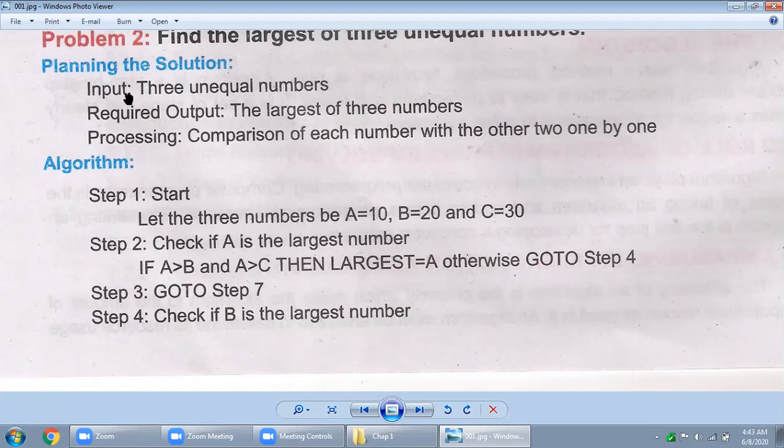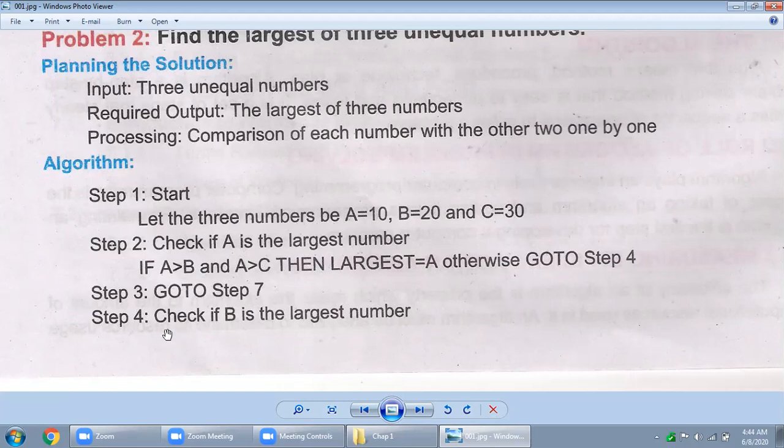Over here, we will have to change three unequal numbers. It will be the same. Required output: the smallest of three numbers. Processing is also the same. Step one, same. Step two, over here, you will change this symbol. If A is greater than B, you will put A. If A is less than B and A is less than C, then smallest is A. Otherwise, the rest of the steps are the same.